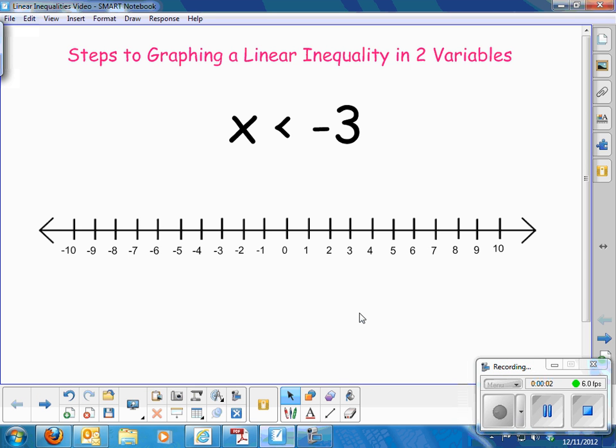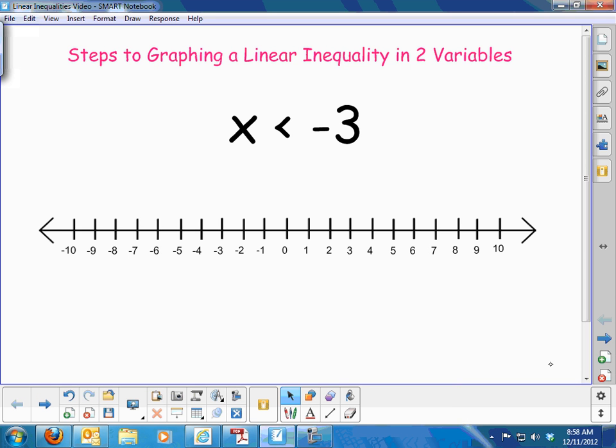Okay, so today we are going to talk about graphing linear inequalities with two variables. So here's a reminder slide. Let's talk about what information we know about this. We know that this has one variable, the variable x, and it's telling me that x is less than -3. So think back in your head to all the wonderful things that you know about inequalities. We're going to graph this on a number line.